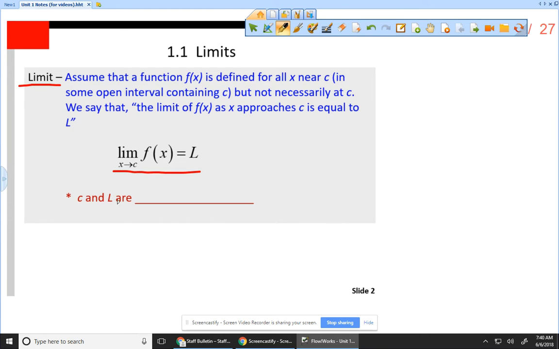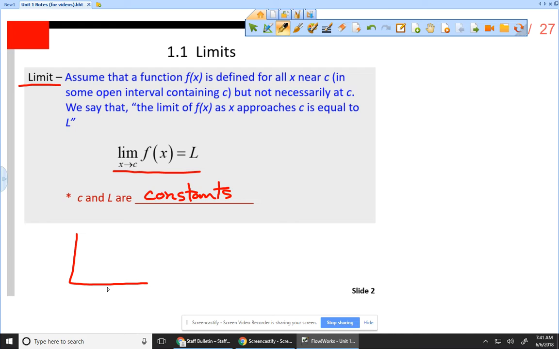It's important to note that c and L are constants. Sometimes they are finite, sometimes they are infinite, but it's important to know that L, in order to exist, must be a finite value. So what exactly does this mean?